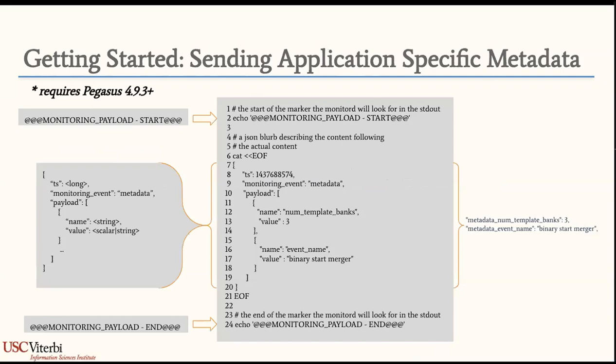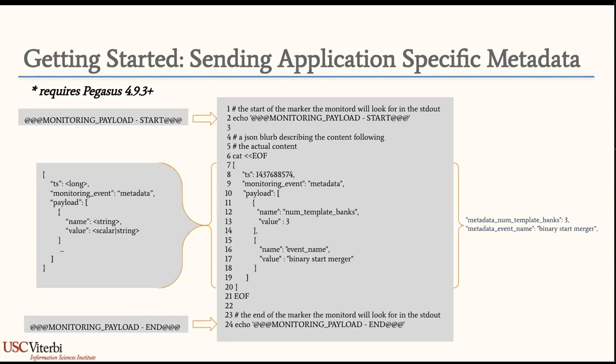And then if you want to send application-specific metadata to Elasticsearch, then in your applications, you're going to need to write the following things to standard out. So to signify the beginning of your metadata payload, you first need to write monitoring payload start, as seen here in the top left. And then immediately after that, you're going to need to write a JSON object that's formatted exactly as seen here. So we have timestamp, that's going to be a Unix timestamp. Monitoring event is going to be metadata.